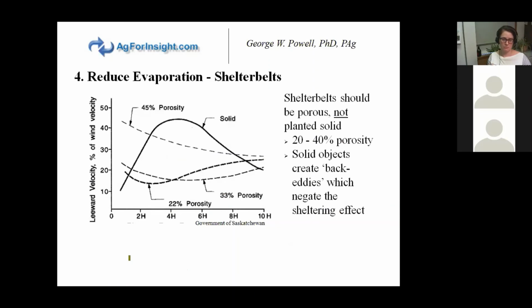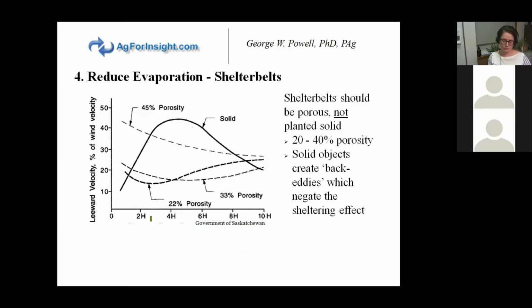It's very important that shelter belts need to be a little bit porous, not planted solid. So the goal here is to take some of the energy out of the wind and slow it down, but not stop it completely. And our goal here is to try and achieve about 20 to 40% porosity. You'd measure porosity by looking at it from a side angle, and the air spaces relative to what's covered by stems, branches, and leaves is your porosity.